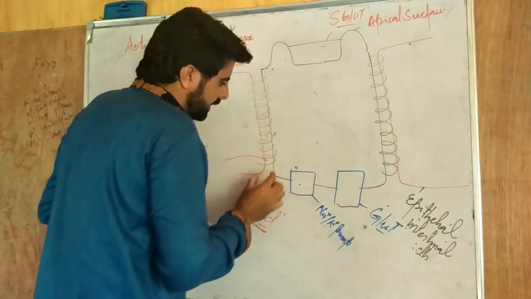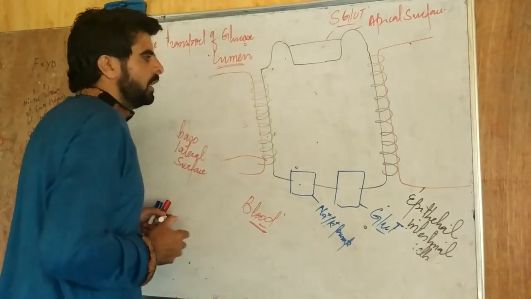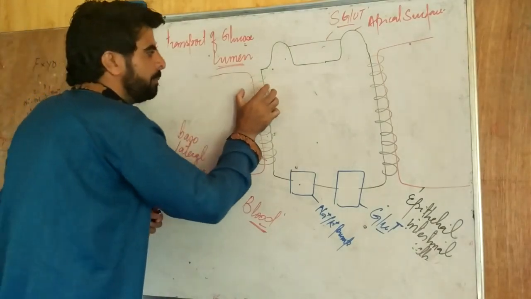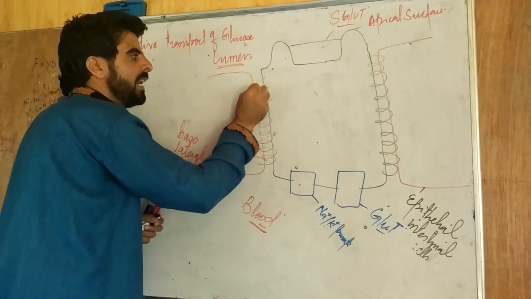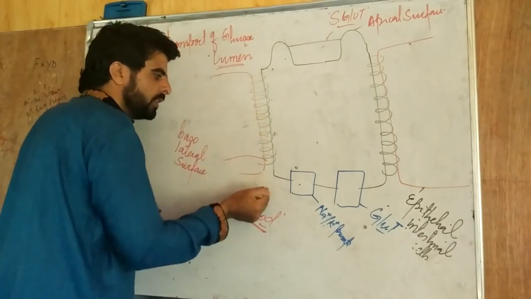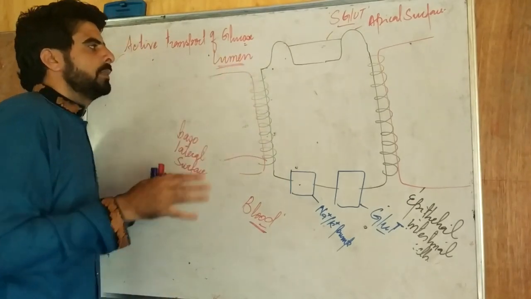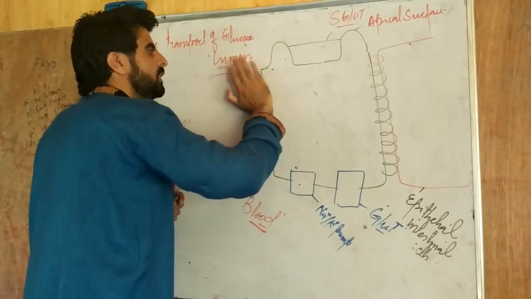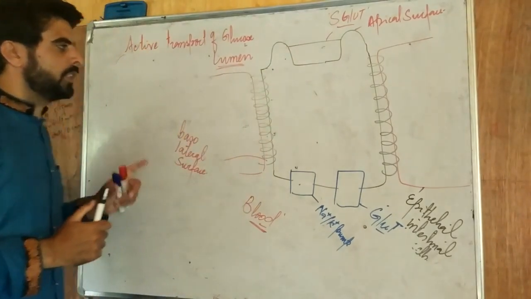Now if we take this junction first, what is the function of the junction? The junction keeps the cells intact. They are tightly attached. So this region becomes impermeable to all substances. That means the substances are not allowed to move through these spaces. Those spaces are sealed up by the tight junction. You have to keep that in mind.